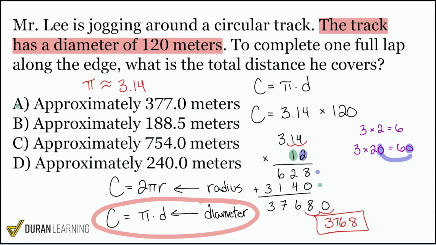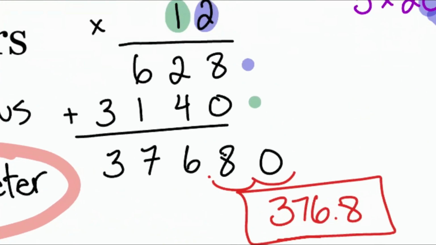And that's correct. That's going to be A, 377.0. And there we go. In this case, very clear here that we want to round up because the 8 at the end is 5 or bigger. Remember, if that digit is 5 or greater, then we'll go ahead and round up.